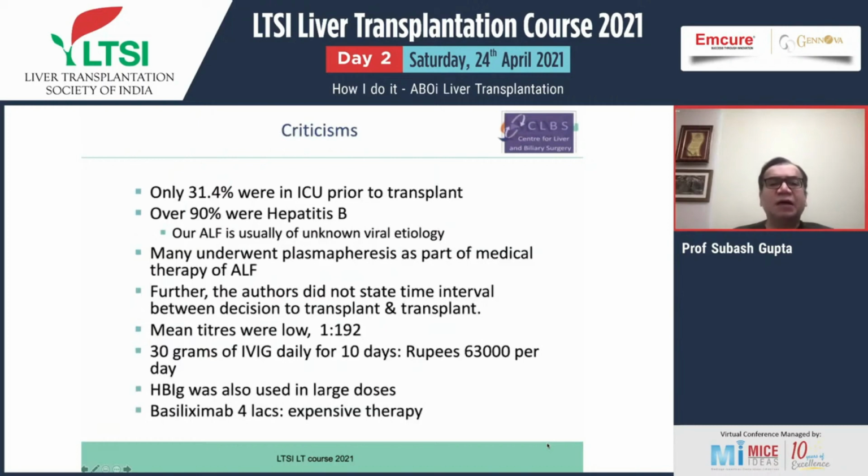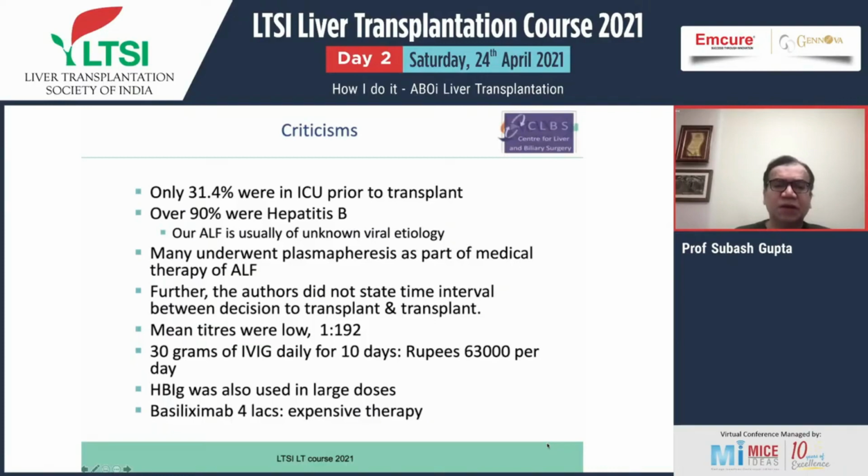However, there are many criticisms of this. Only 31.4% were in the ICU prior to transplantation. Over 90% were hepatitis B, and ALF is usually of unknown viral etiology. And many underwent plasmapheresis as part of medical therapy for ALF, although that was referred to as therapeutic plasmapheresis, not pheresis directed toward desensitization. But I'm sure this would have cleared the titers as well.